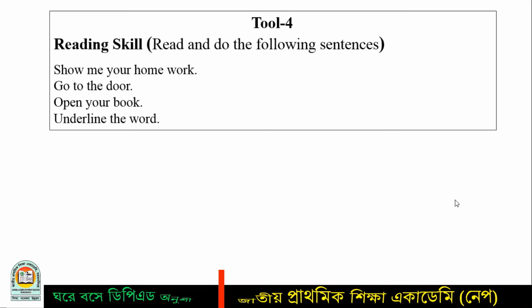Tool number 4, reading skill. Read and do the following sentences. So in here he will read these sentences, and he will act as the sentence says. For example, show me your book, show me your homework. Then he will show you his homework. Go to the door, he will go to the door like this. That means reading with understanding.